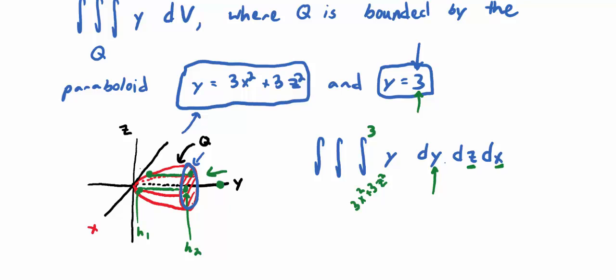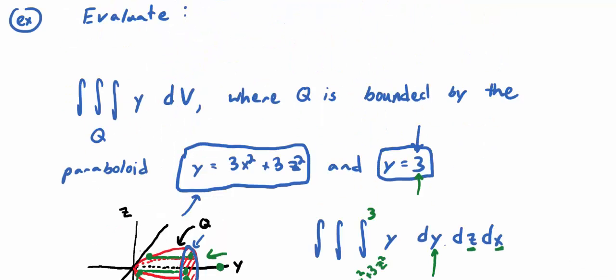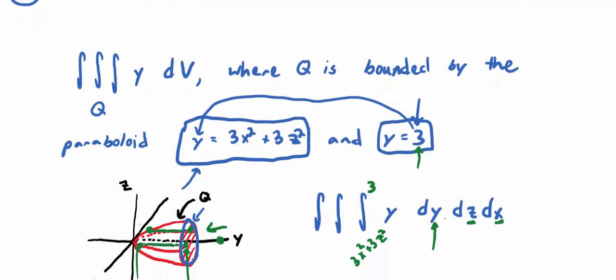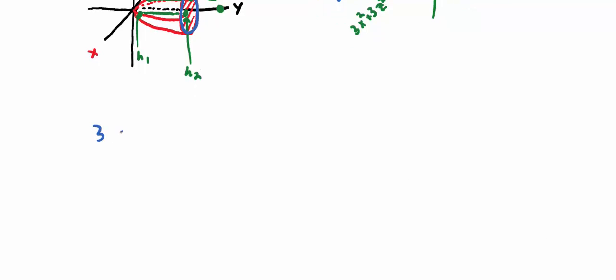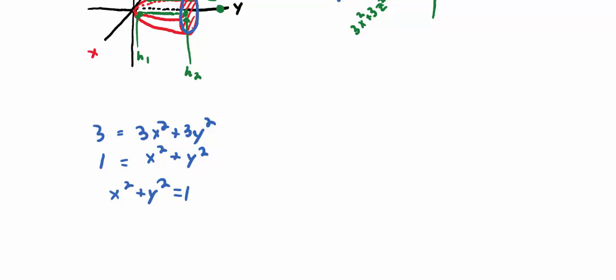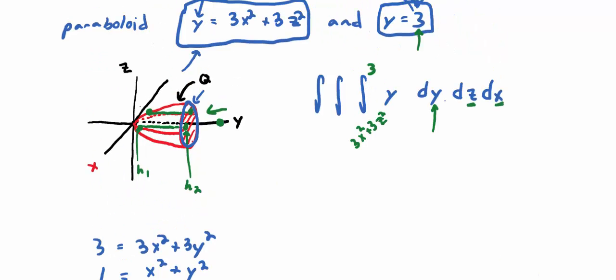Well, what you could do is plug that 3 in for y, right? And then don't you get 3 equals 3x squared plus 3z squared? Which reduces, if you divide both sides by 3, to just 1 equals x squared plus z squared, or the more familiar, x squared plus z squared equals 1. So that's a circle of radius 1, isn't it?